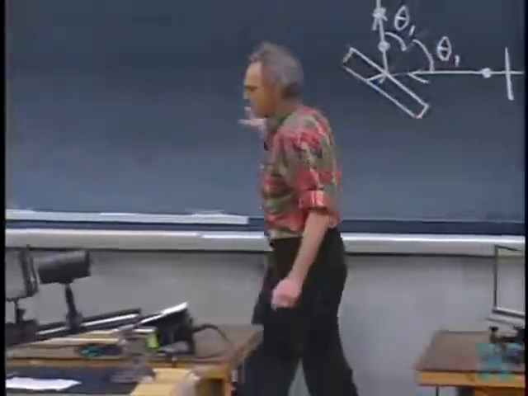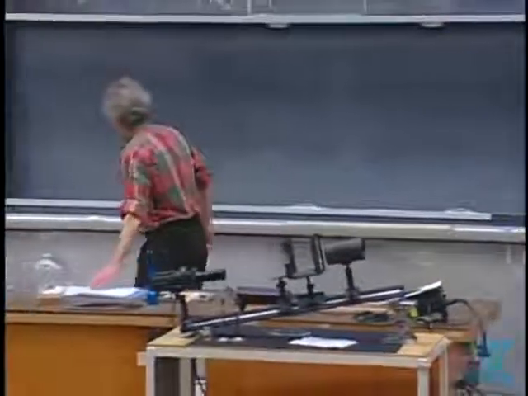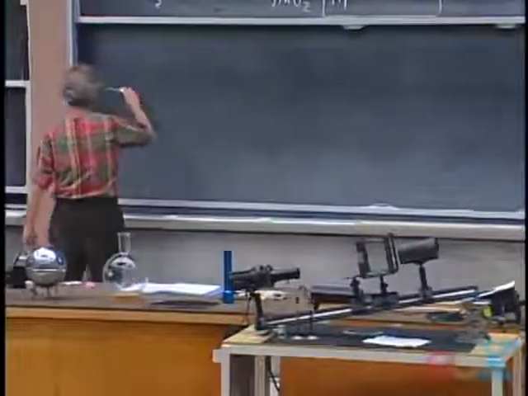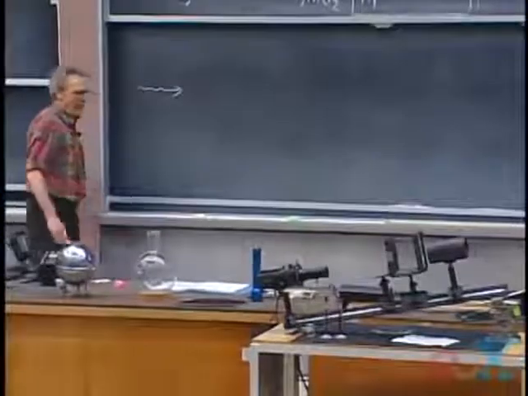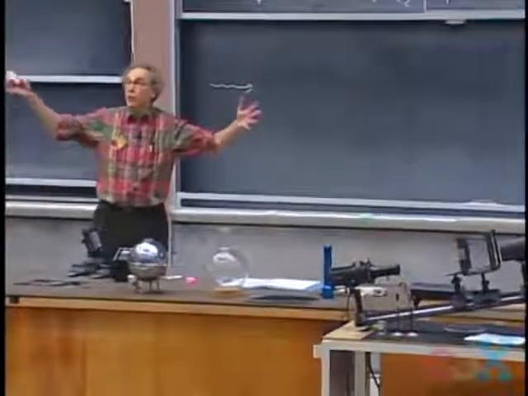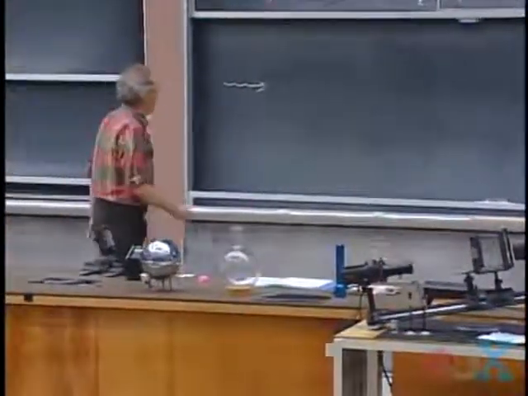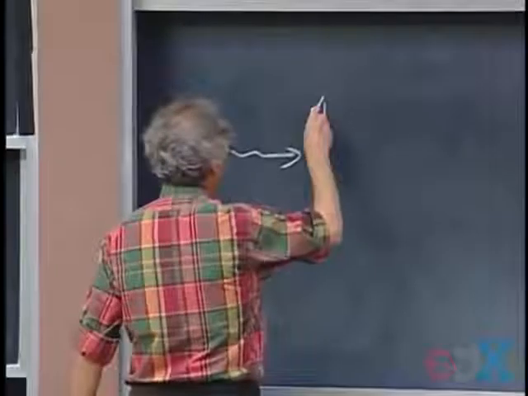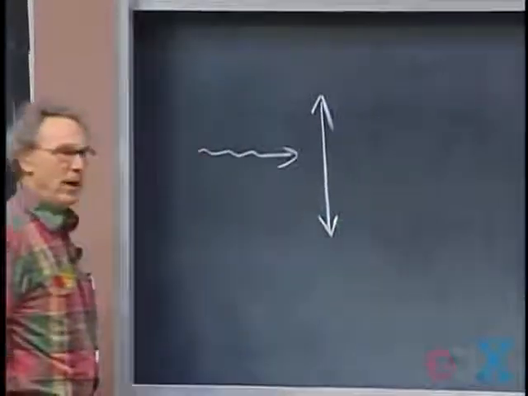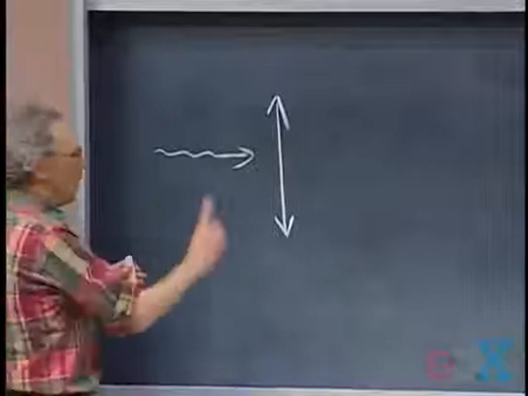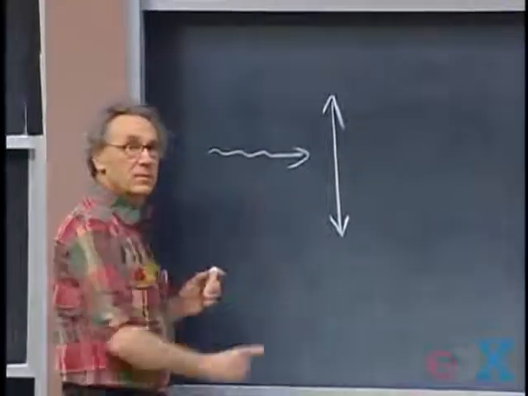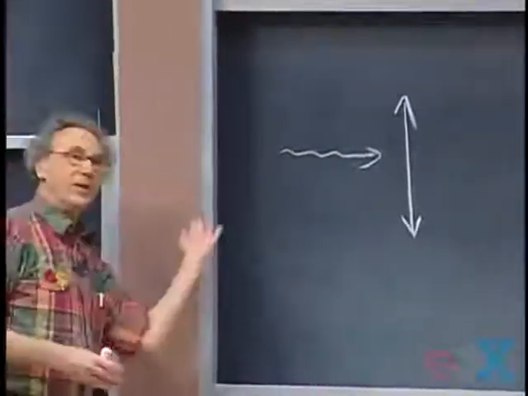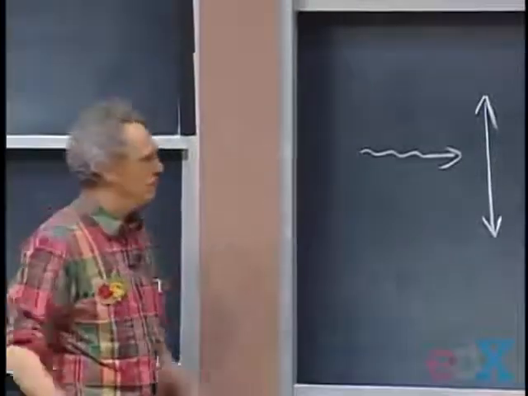I will stay on the center board. Suppose I have light coming in like so, and I have one light photon. I concentrate on one to start with, and it happens to be that that light photon is linearly polarized in this direction, and so the E vector is oscillating like this. Later we're going to add all directions that we want to. I just pick one now.